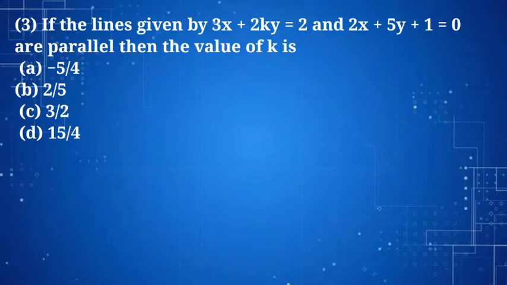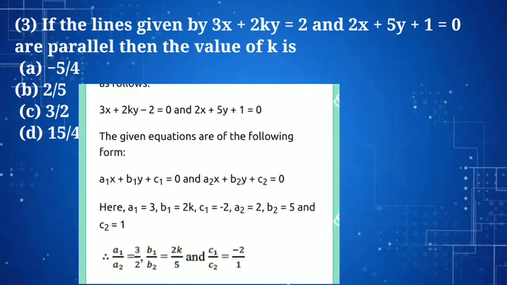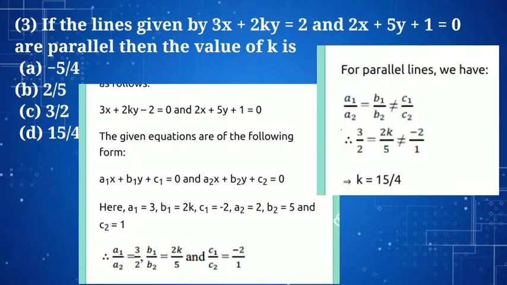Then question number 3. If the lines given by 3x plus 2ky equal to 2 and 2x plus 5y plus 1 equal to 0 are parallel, then the value of k is. The equation is given that two lines are parallel. So what is the condition? a1 by a2 is equal to b1 by b2 not equal to c1 by c2. So what is a1? 3, b1 is 2k, c1 is minus 2, a2 is 2, b2 is 5 and c2 equal to 1.